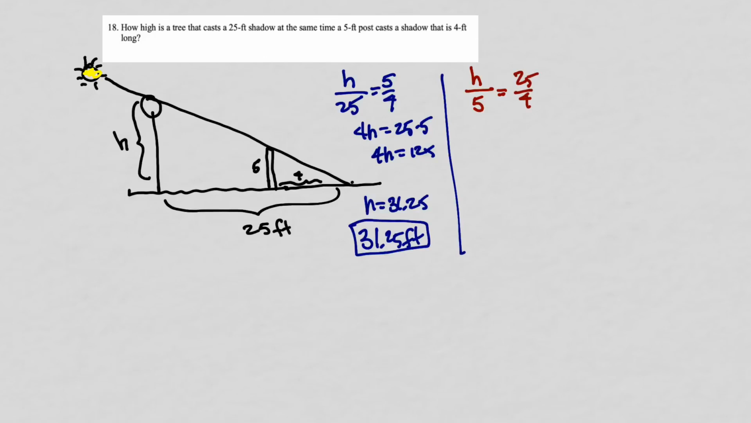If you cross multiply, we get 4H equals 5 times 25. We're in the same place. 4H equals 125. H equals 31.25 feet. That's supposed to be feet. Let me erase that, that's a big mess. 31.25 feet. So it doesn't matter how you set it up. You'll end up with the same thing at the end.